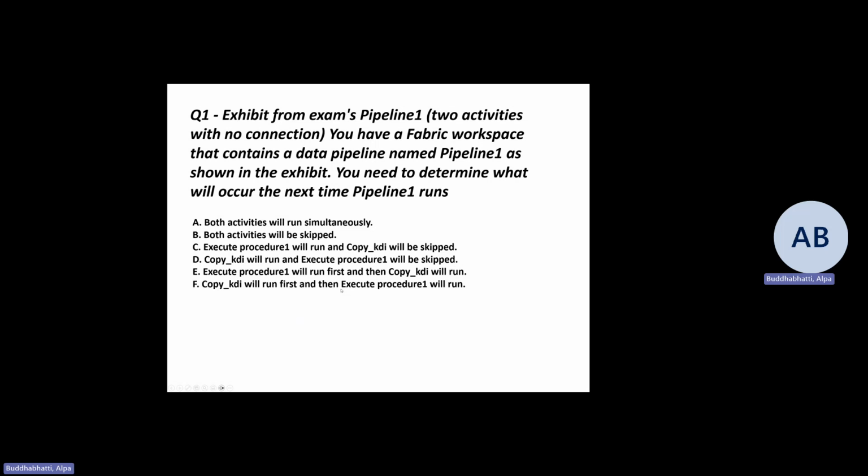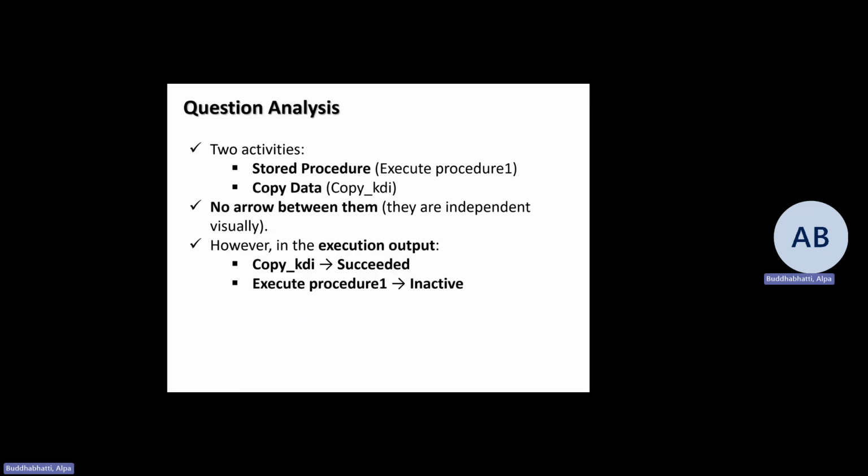So you would like to know why? Then let's go to some analysis. So based on the question, we have two activities. We have stored procedure and we have copy data. So stored procedure and copy data activity, there is no connection. So they can run simultaneously, in parallel. But there is no connection, there is no arrow in the diagram.